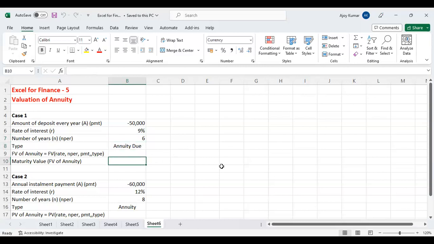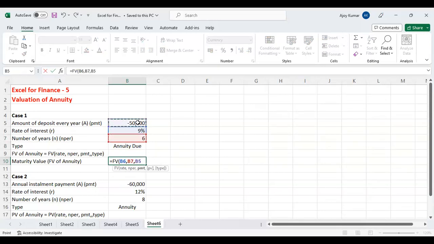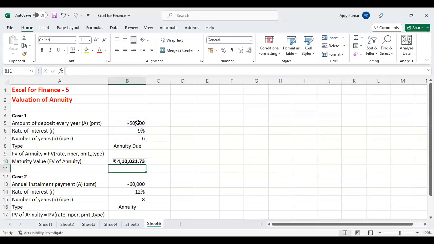So I'll just start typing the formula: equal to future value, bracket open, rate 9%, comma, number of periods 6, comma, now comes this PMT. This PMT is minus 50,000, comma, we ignore this present value. Then it asks for a type. We have to type 0 if it happens at the end of the period, or 0 for annuity, 1 if the cash flow starts at the beginning of the period. 1 is for annuity due. So in our case, we have annuity due, so I'll just type 1 and then close the bracket, enter.